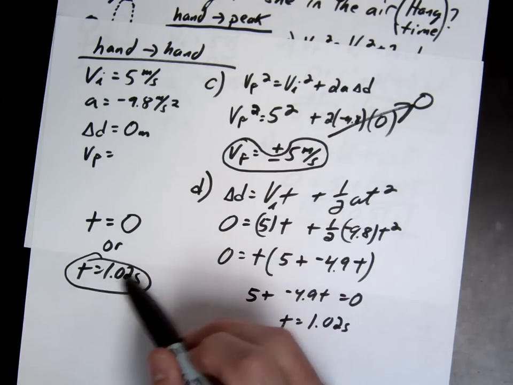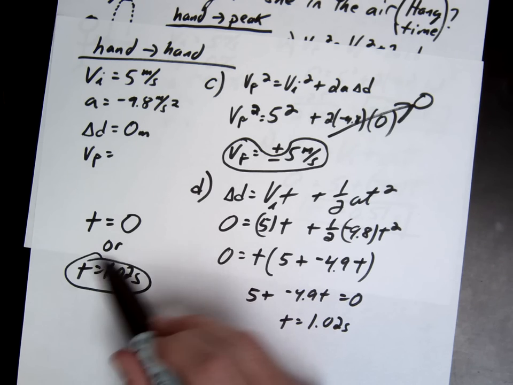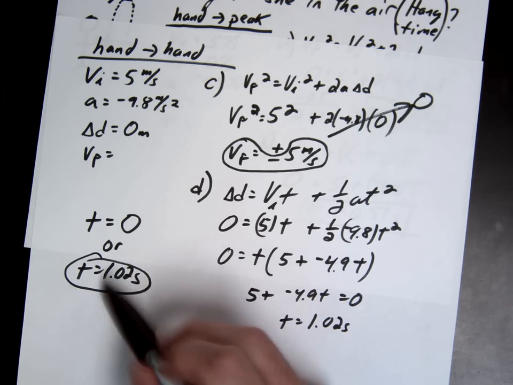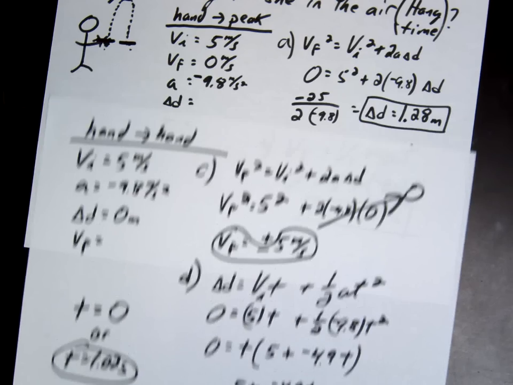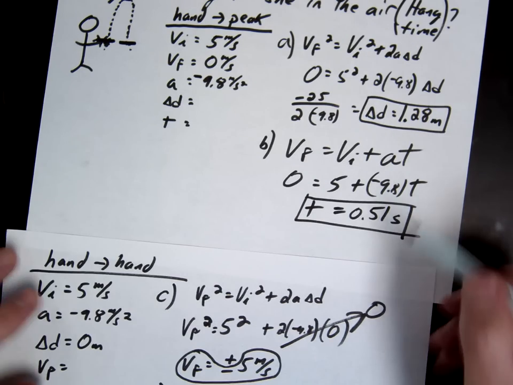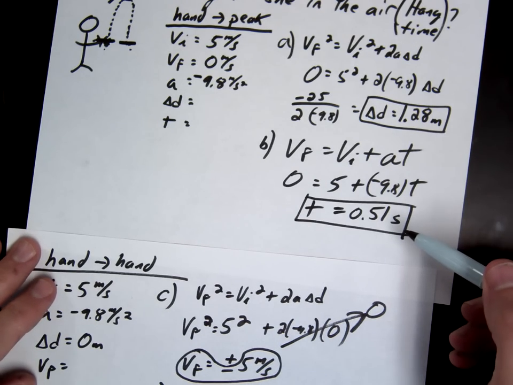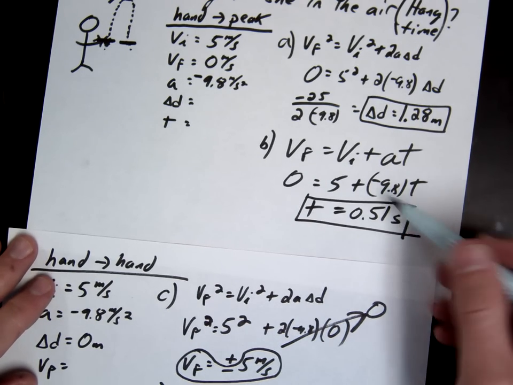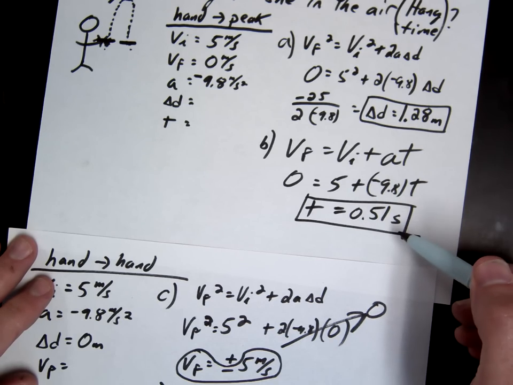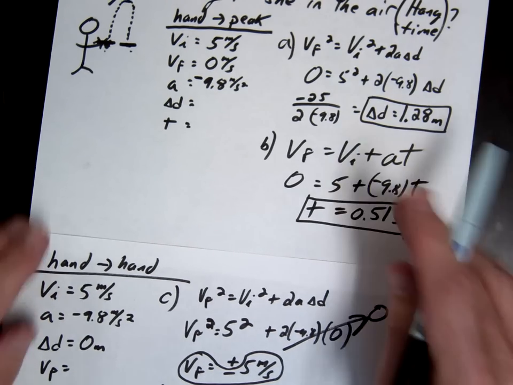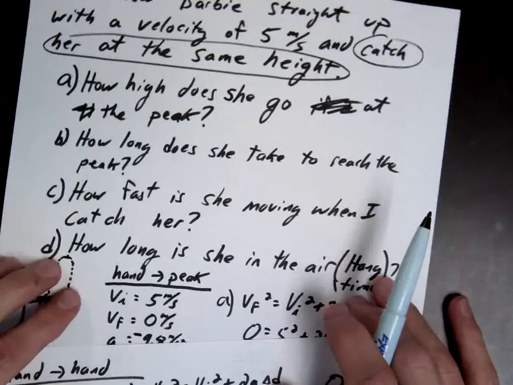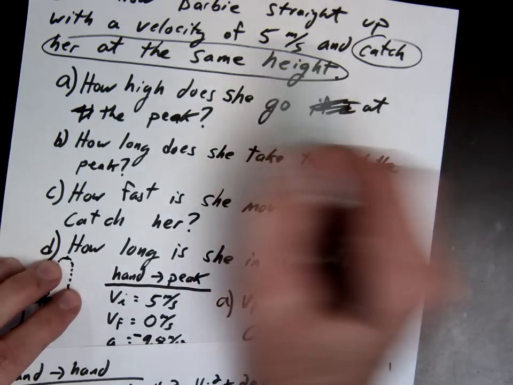1.02. So I asked you guys to think about this number. What do you notice about this number? This is exactly double the time to the peak. So 1.02, the total time in the air, is exactly double the time to the peak. You can use this on future problems as well.